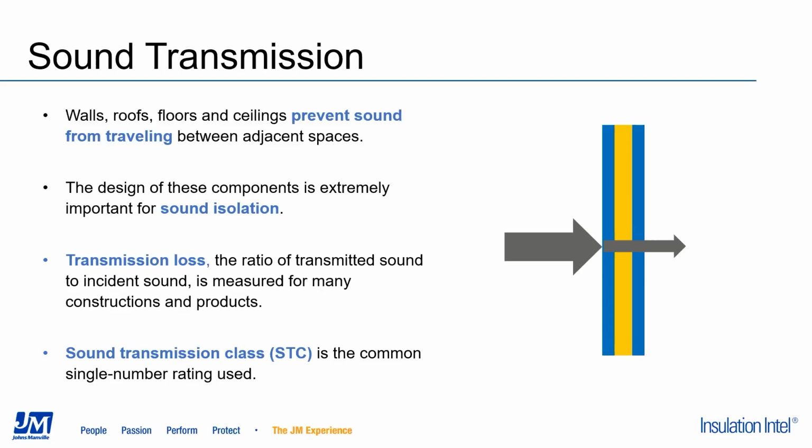And the STC ratings that we see in reports, that itself is calculated between 125 and 4,000 hertz. And that's our speech and typical music range. It's mostly to show performance in that range. It's not a good predictor for road noise and machinery. So that's why we have OITC ratings.